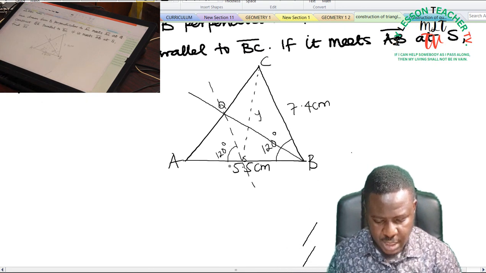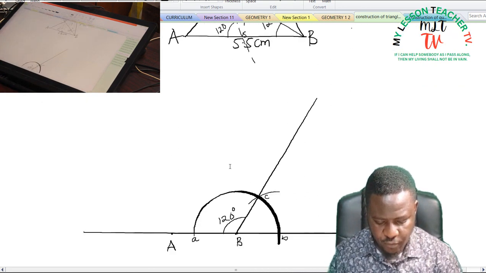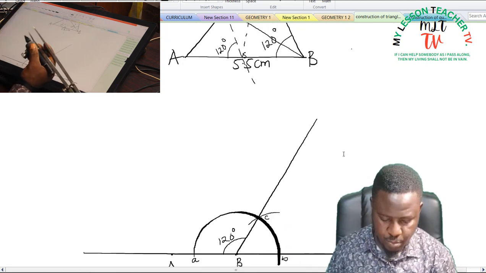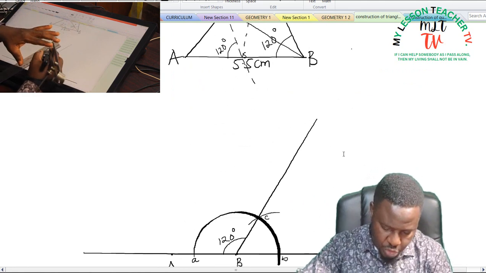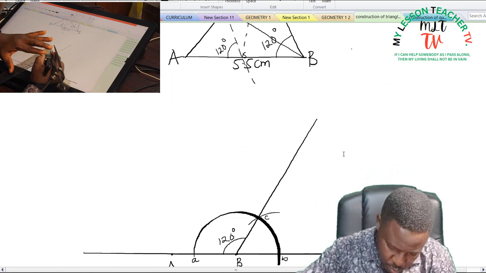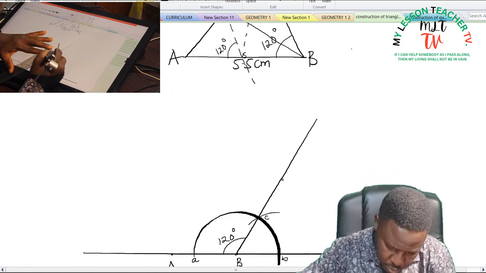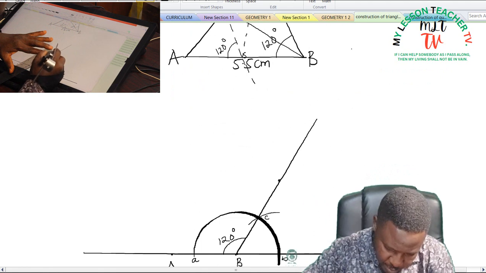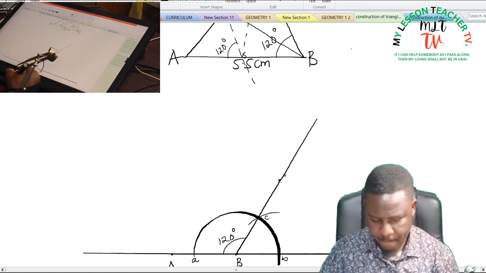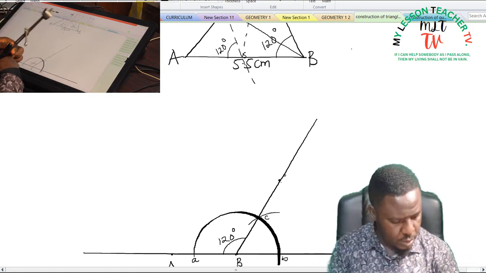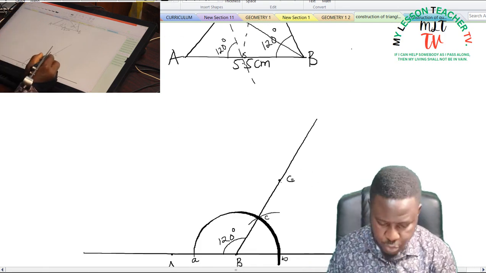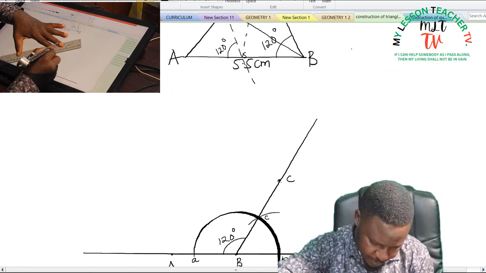And we are told that BC is 7.4 centimeters. So you can either use your compass to construct 7.4, or you just go straight ahead to mark 7.4. So that is what I will do. So this is my 7.4 mark. That gives me my point C. So this is point C. I'm going to join A and C.